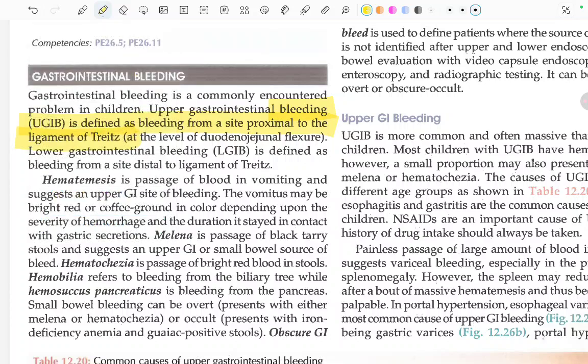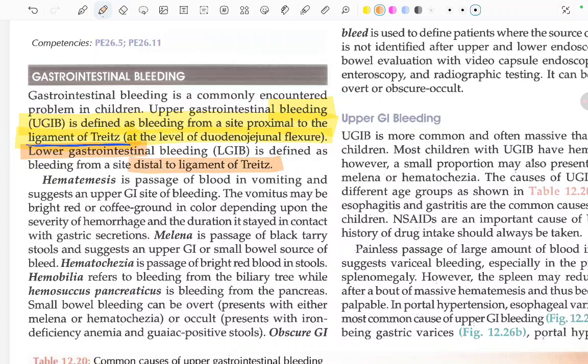The ligament of Treitz is present at the level of the duodenojejunal flexure, right? So if the bleeding is proximal to this ligament, that defines it as an upper GI bleed. We have to remember this ligament of Treitz, and lower gastrointestinal bleeding is defined as bleeding from a site distal to this ligament of Treitz, right? Lower GI bleed is distal to the ligament of Treitz.